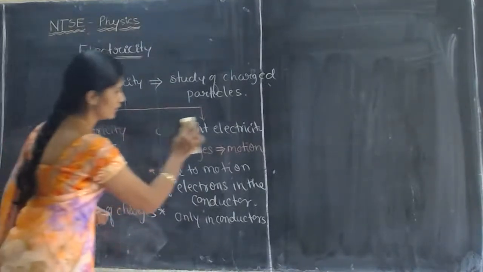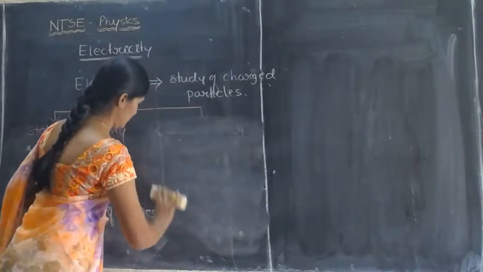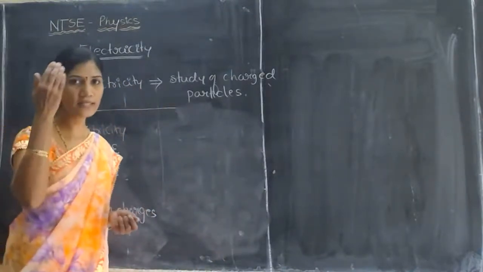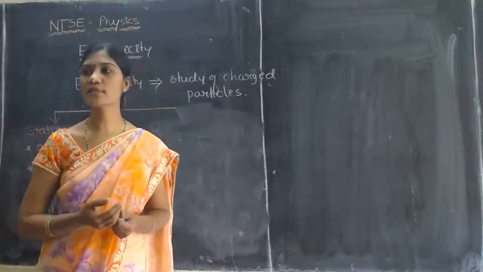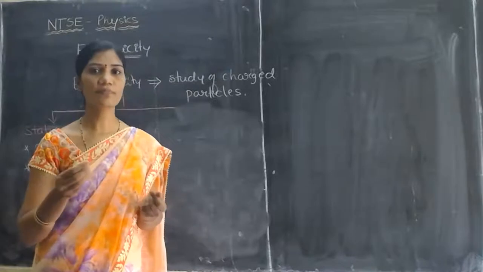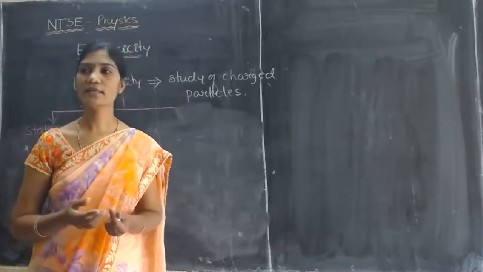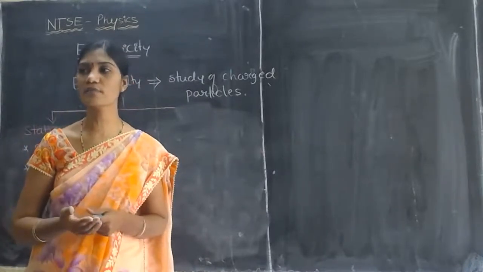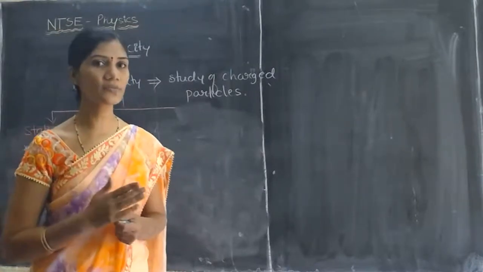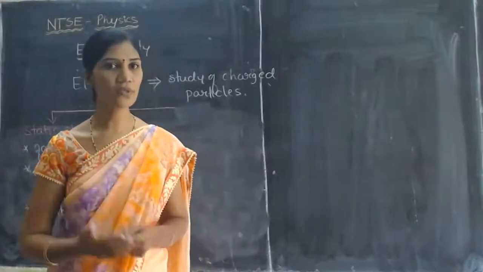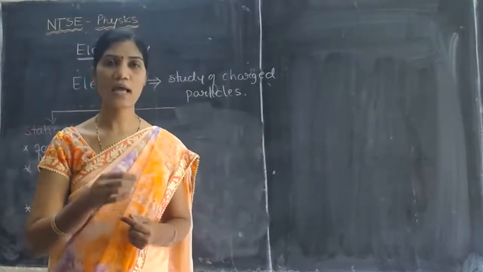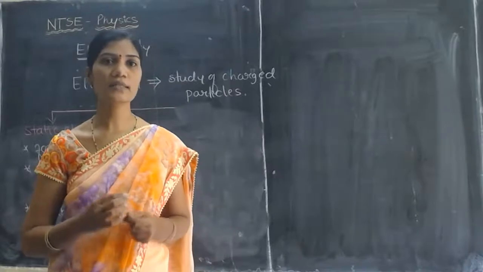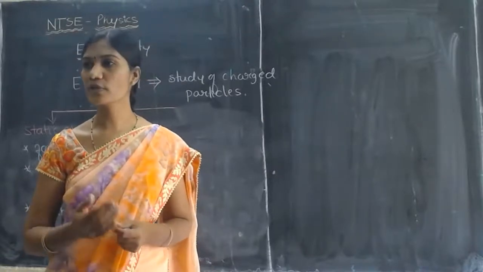For example, it's a very common activity which you all have done in your childhood. Whenever you rub a plastic scale on your dry hair and bring it near a piece of paper, what happens? Pieces of paper are attracted by the plastic scale. Without rubbing the scale on your hair, we won't observe any attraction between the scale and the pieces of paper. But when we rub the scale on our dry hair and bring it near the pieces of paper, we observe an attraction. This is because the scale gets charged because of rubbing.